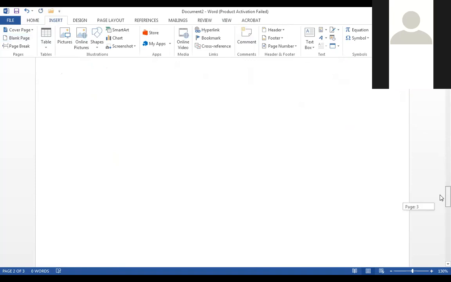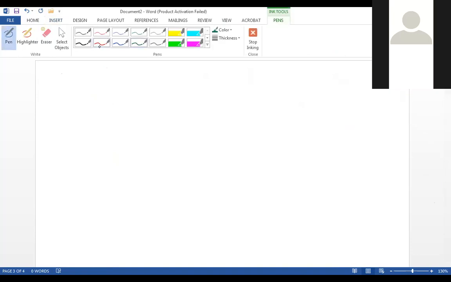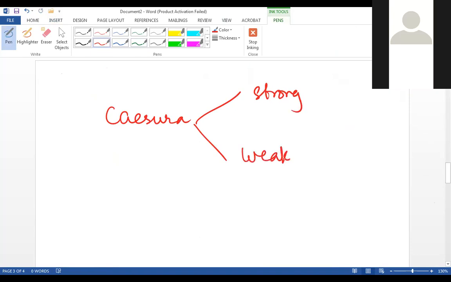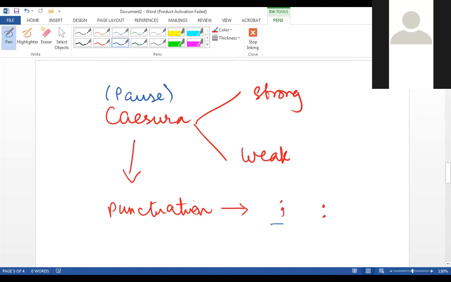Caesura, you already know, but I'm going to make it even more clear. So we have a caesura. Caesura are of two types, strong and weak. These are basically identified with the help of punctuation, as in, we have a semicolon, we have a comma. These are the two ways by which you can identify a caesura. What is a caesura? Caesura is basically a pause. But it is usually identified by these two.